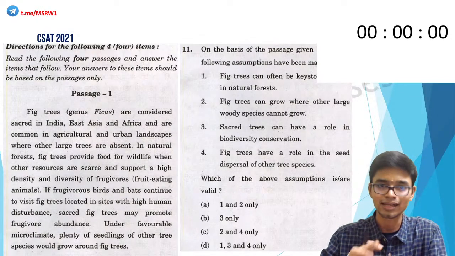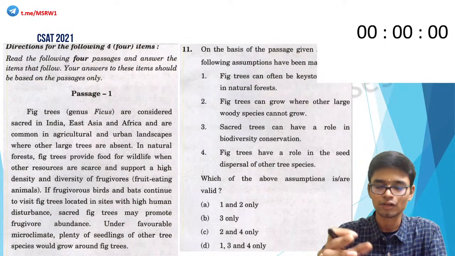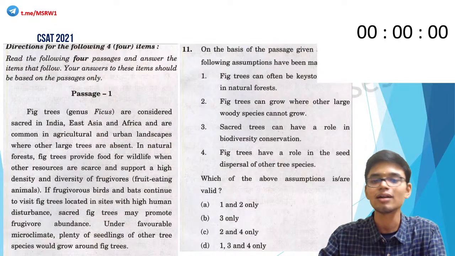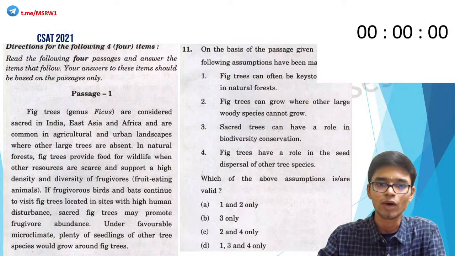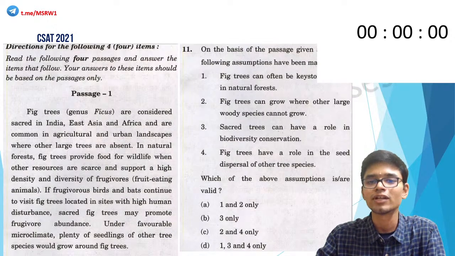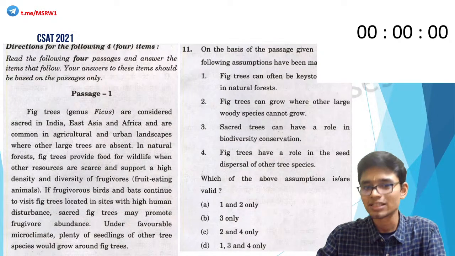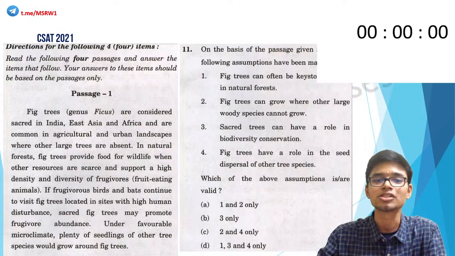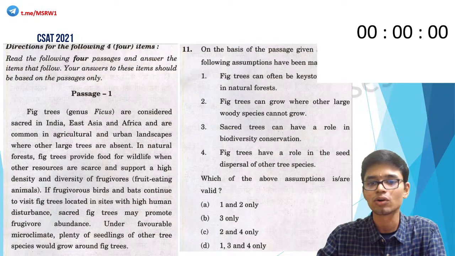On the basis of the passage given, which of the following assumptions are correct? Okay, number 1, fig trees can often be keystone species in natural forests. 2, fig trees can grow where other large woody species cannot grow. 3, sacred trees can have a role in biodiversity conservation. 4, fig trees have a role in seed dispersal of other tree species.